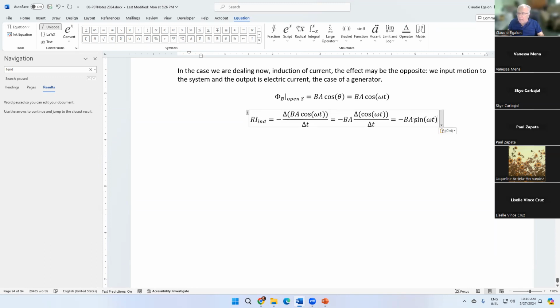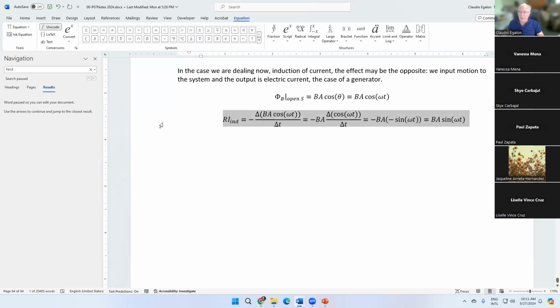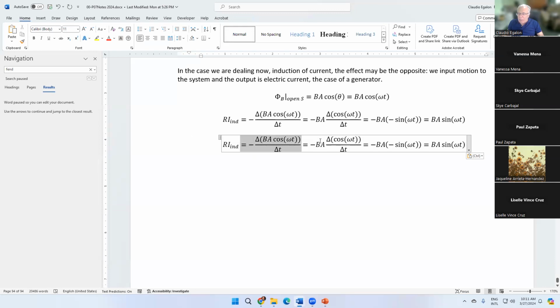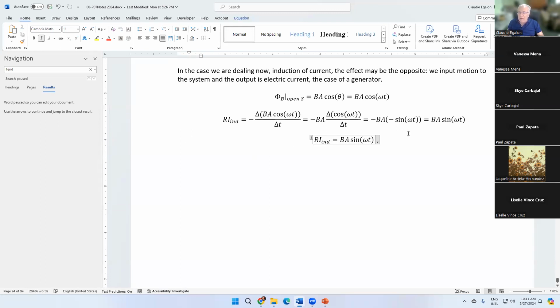Not only do we have sine of omega t, but we also have a minus sign. This negative sign cancels out with the other negative sign, and we end up with this relationship for the current. That's what we call an AC circuit. An AC circuit is a current that changes in a sinusoidal fashion. That is the principle of an AC circuit.